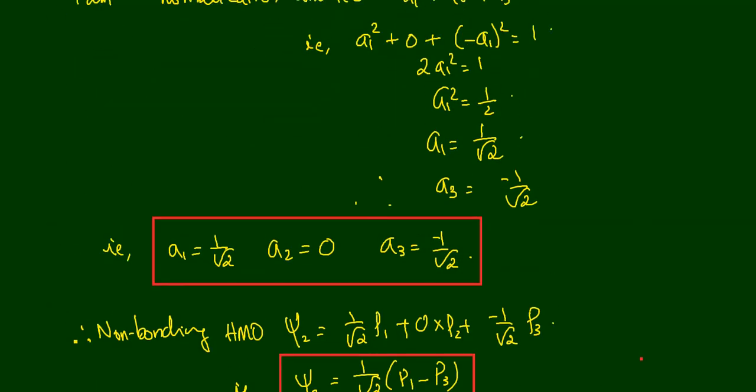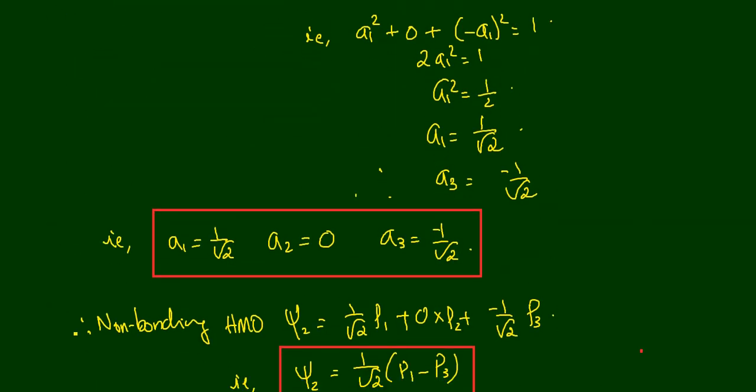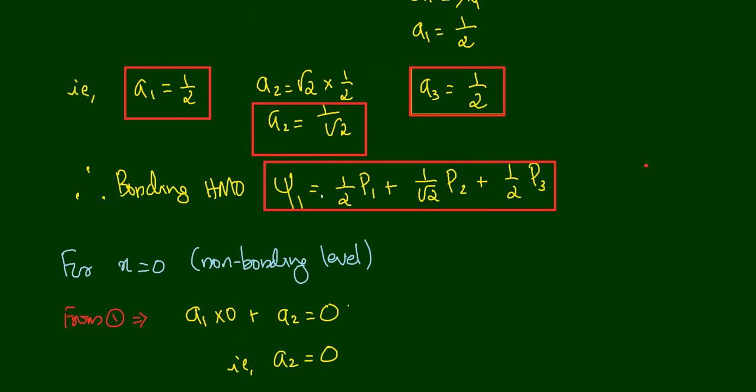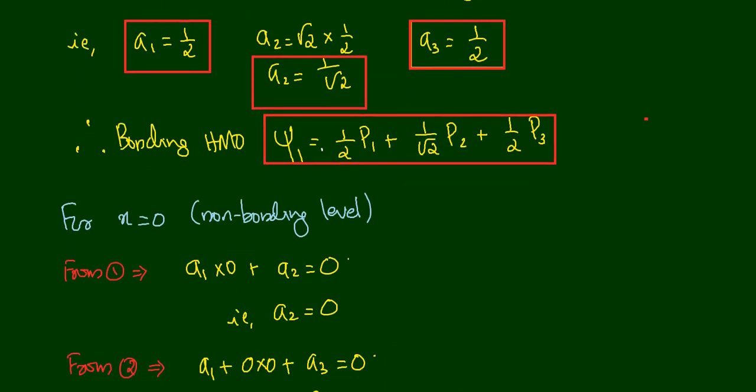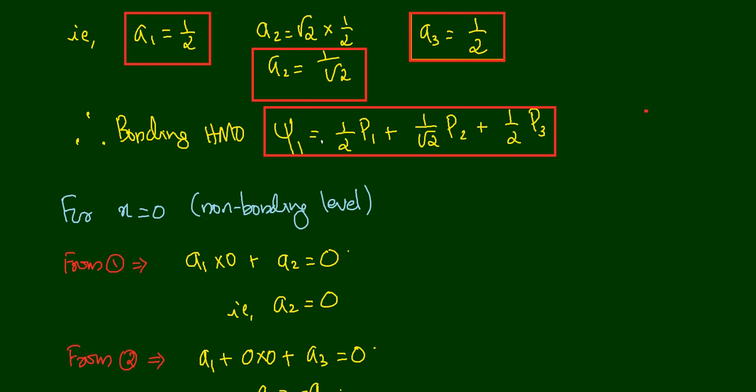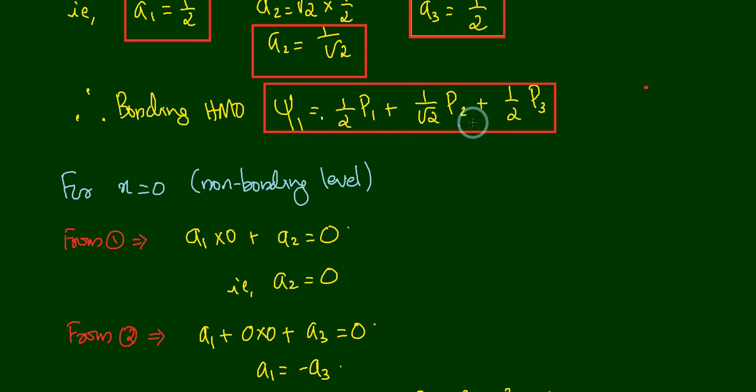Now you look at the expression for psi 1. Psi 1 is equal to 1 by 2 P1 plus 1 by root 2 P2 plus 1 by 2 P3. Okay, that's correct.